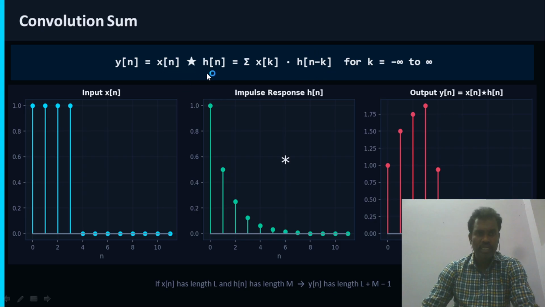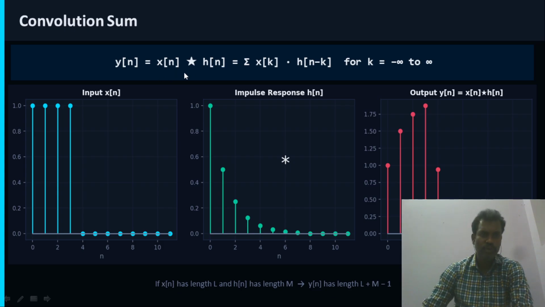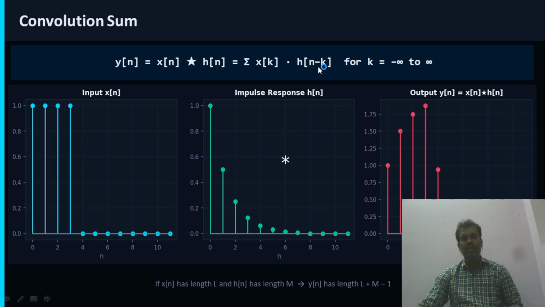Here there are two signals: x of n is a sequence, and h of n is another sequence. It is not an input sequence, it is the impulse response of the system. So x of k multiplied by h of n minus k. So what literally is going on? The signal x of n is represented as x of k, so the values are not changed. X of k means instead of n we represent k.